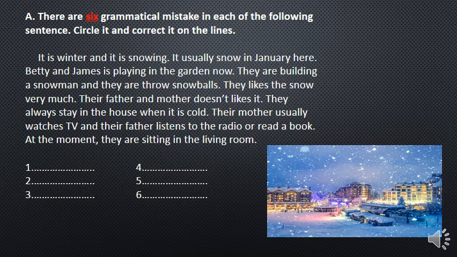Now we have some exercises here. Let's read the exercise. There are 6 mistakes in each of the following sentences. Circle it and correct it on the lines below. Let's see. It is winter and it is snowing. This is correct. It usually snows in January here. We have usually. Usually shows that here we have a simple tense, not a progressive tense. So it usually snows in January here.